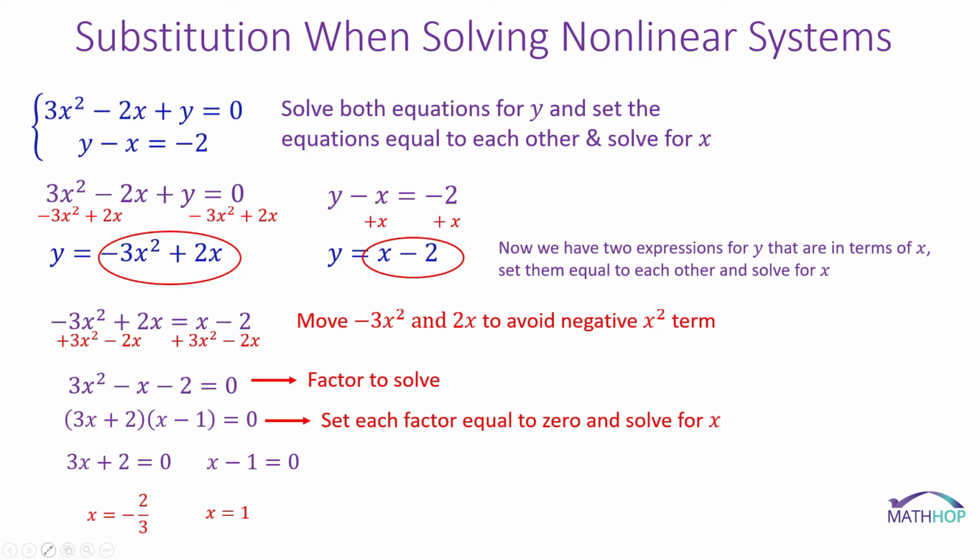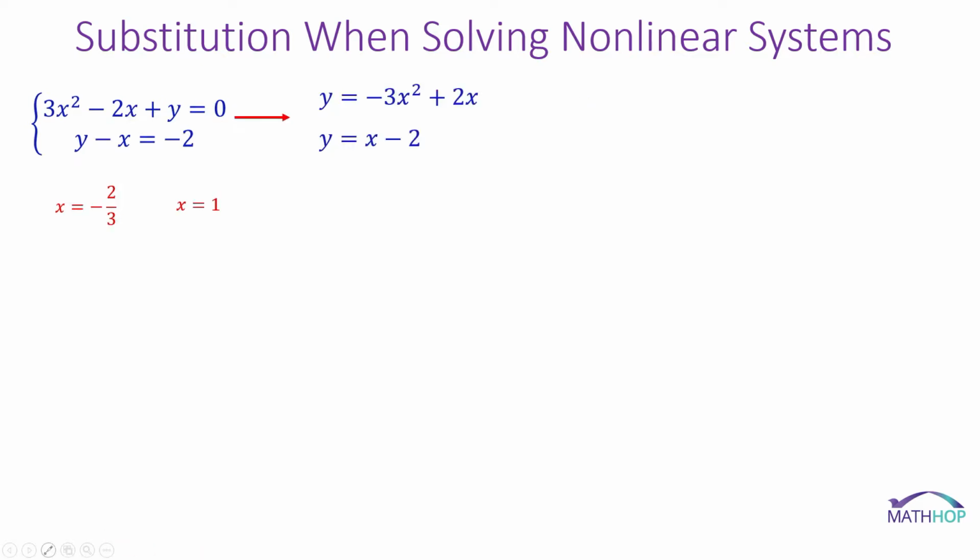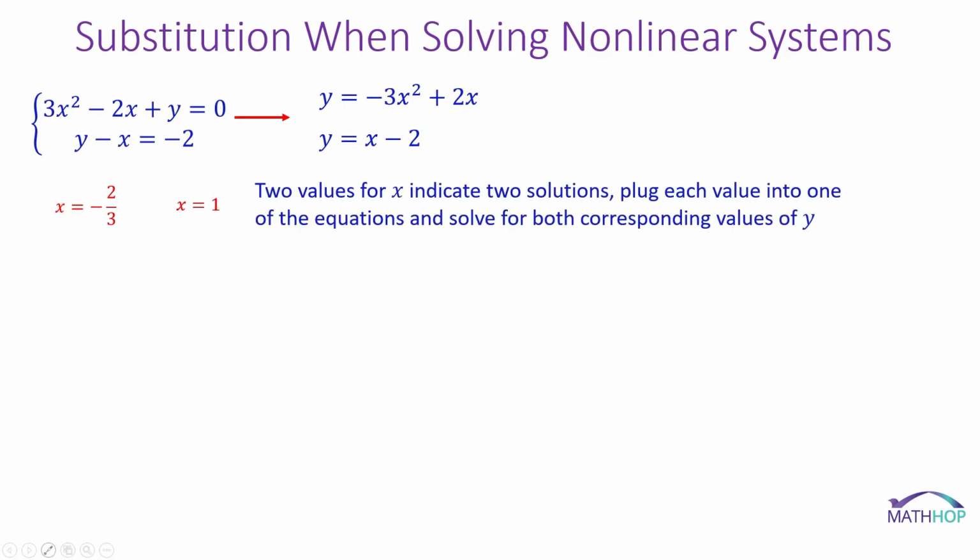I have run out of room, so let's move it on up. Now that I have my x coordinates, those two x values indicate two solutions. So what I have to do is plug each x value into one of the equations and solve for the corresponding value of y. Important to note, when you plug x equals negative 2/3 in, that value of y you get goes with this value of x. That is your coordinate point. Don't separate them. So let's do this one at a time.